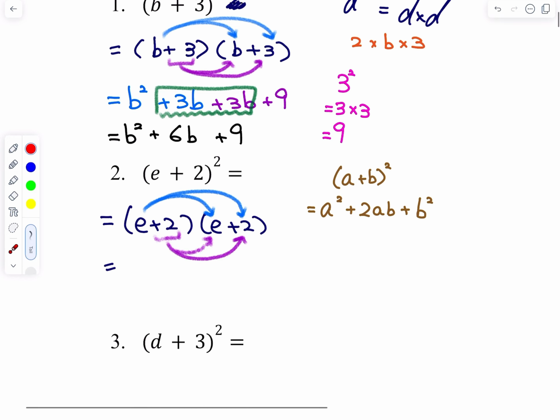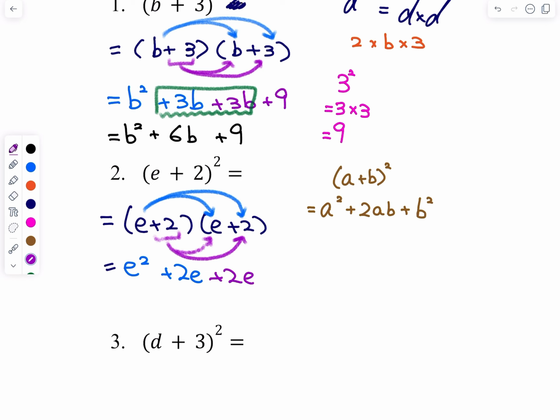So continue. E times e becomes e squared. E times 2 becomes 2e. Then continue. 2 times e becomes 2e. And the last part, positive 2 times positive 2, 4. And then what's the next step?